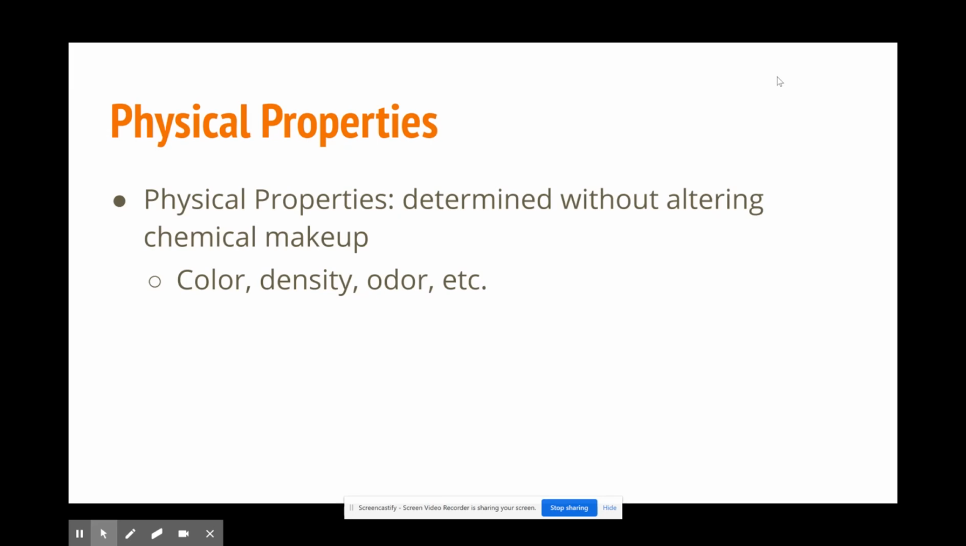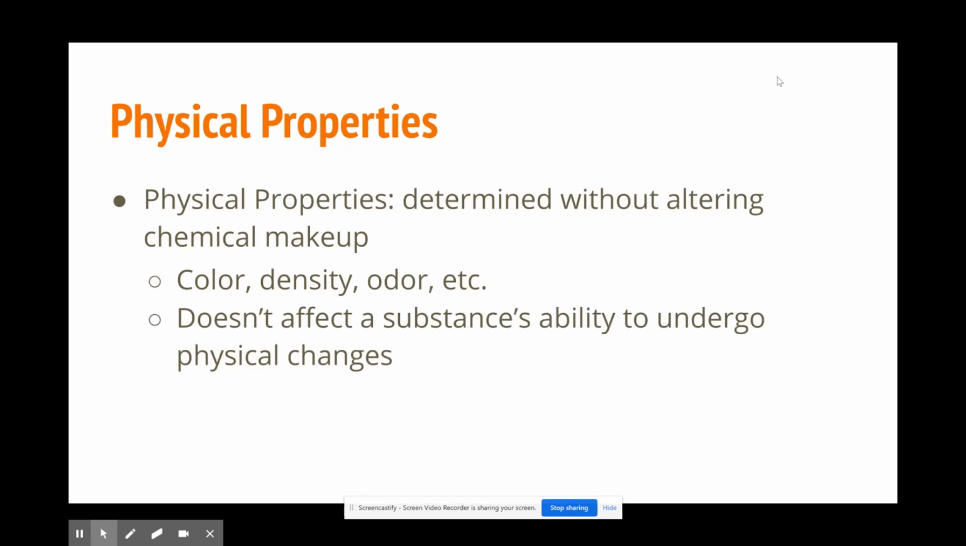Also, if I said sulfur smells like rotten eggs, that is something I can describe that is not changing what it's made of and is a physical property. It also doesn't affect a substance's ability to undergo physical changes. That means that a descriptive property, like the color of something, doesn't affect whether or not it undergoes change.